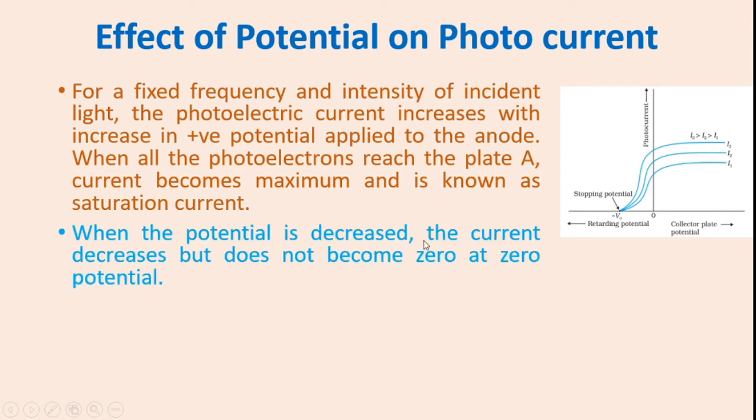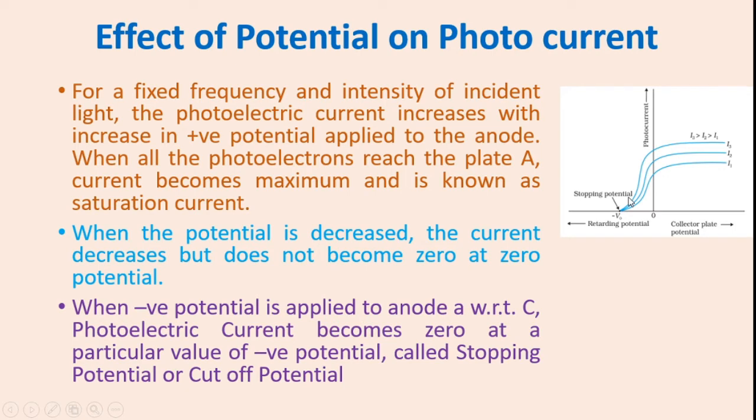When the potential is decreased, the current decreases but does not become zero at zero potential. It is interesting. Here we see, in this section of the curve, the potential is zero, but the current is not zero. So, in order to make the current zero, we have to apply a negative potential, so that the current becomes zero.